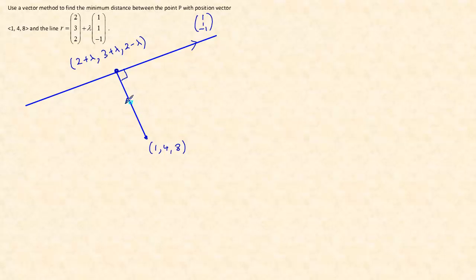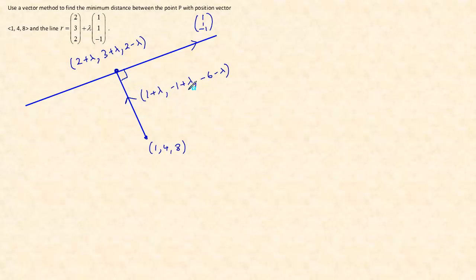That means that this vector here would be, so we want to go from 1 to 2 + λ, so that would be 1 + λ. We want to go from 4 to 3 + λ, so that's -1 + λ. And from 8 to 2 - λ, so that's down by 6 and also down by λ.